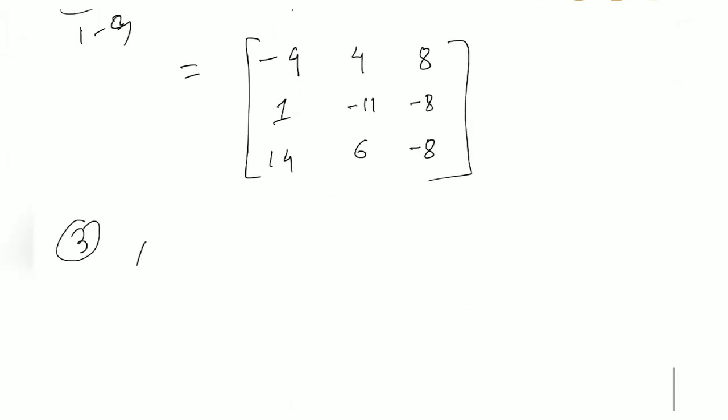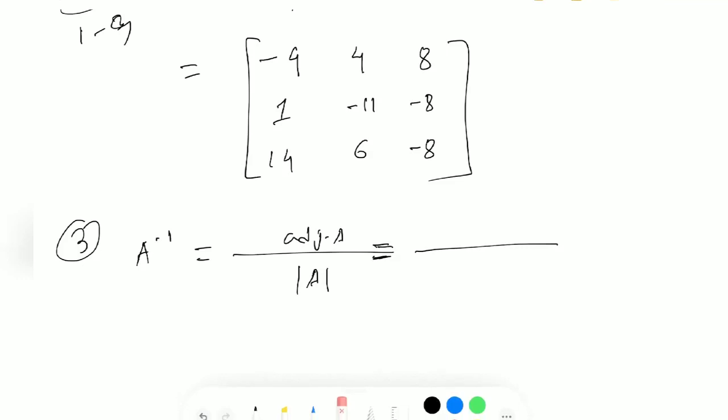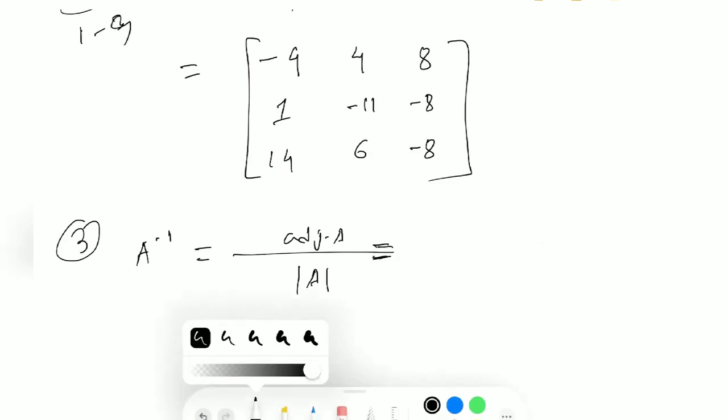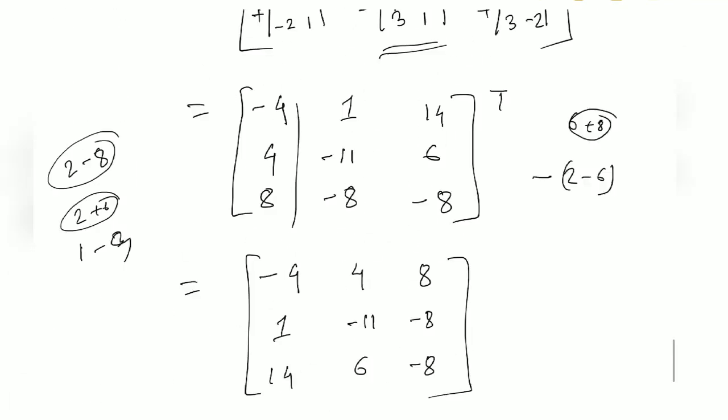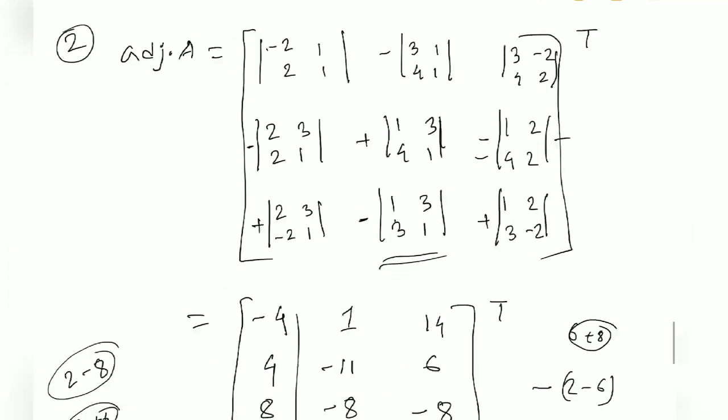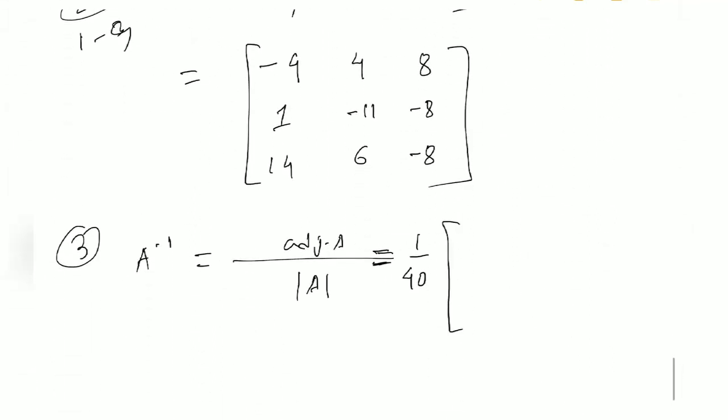Just transpose the whole determinant matrix. Now you need to find A inverse. So what is A inverse? Obviously the adjoint of A divided by the determinant of A. The determinant of A is 40. So 1 by 40 into that matrix: minus 4 4 8, 1 minus 11 minus 8, 14 6 and minus 8.